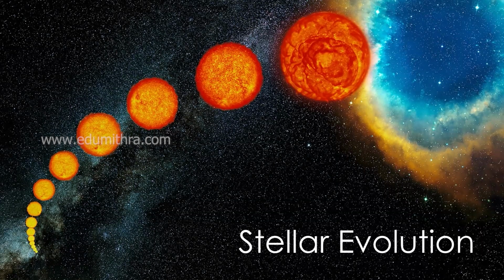Now we will be talking about the evolution of stars in general, and we will divide it into two. Why are we dividing it into two? We are dividing it into two types of stars. One is the Sun or similar kinds of stars.